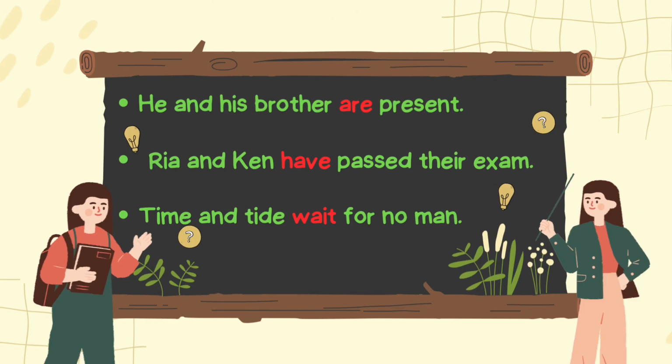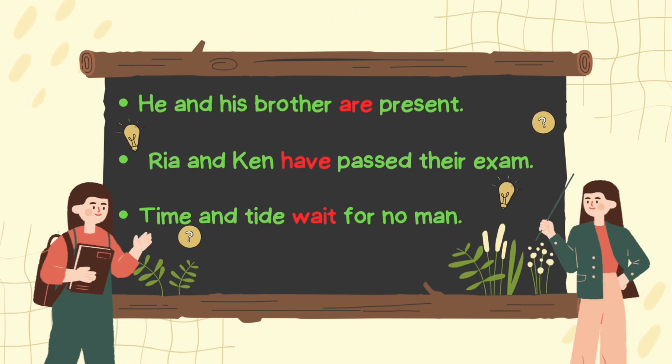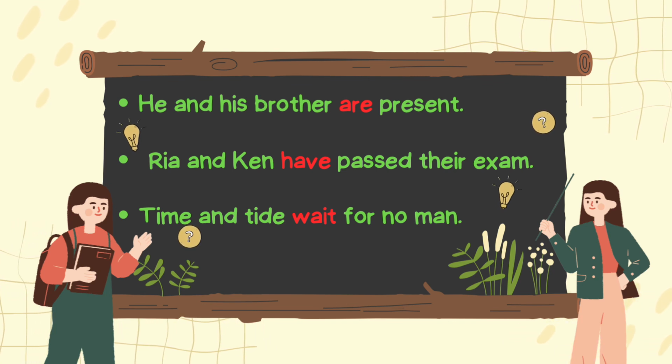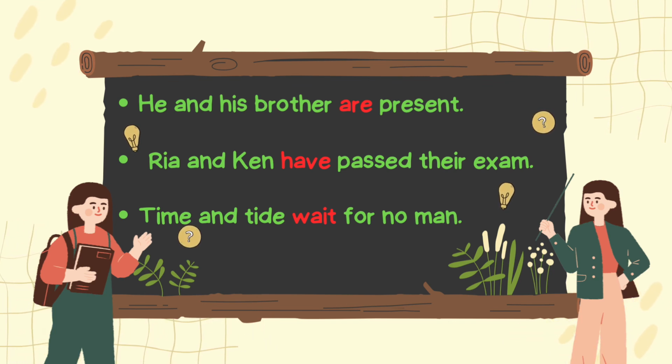For example, he and his brother are present. He is a singular subject. His brother is another singular subject. They take a plural verb that is are. Ria and Ken have passed their exam. Ria and Ken both are two singular subjects and they take a plural verb that is have. Time and tide wait for no man.